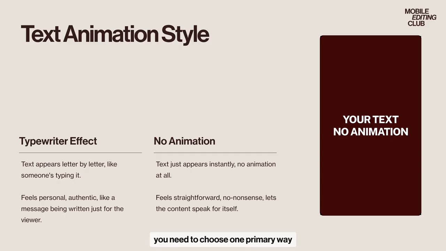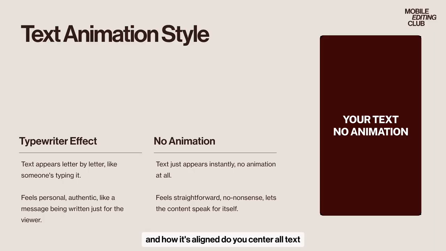You need to choose one primary way that text appears in your videos. This becomes your default, your signature text animation. You can have a secondary animation for special moments or different text types, but 80% of your text should use your primary animation style. Also define where text typically appears and how it's aligned.